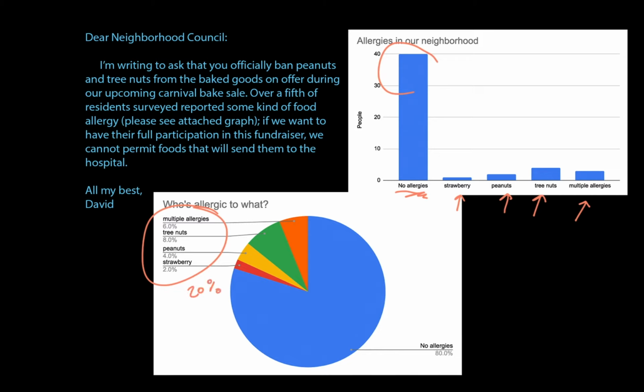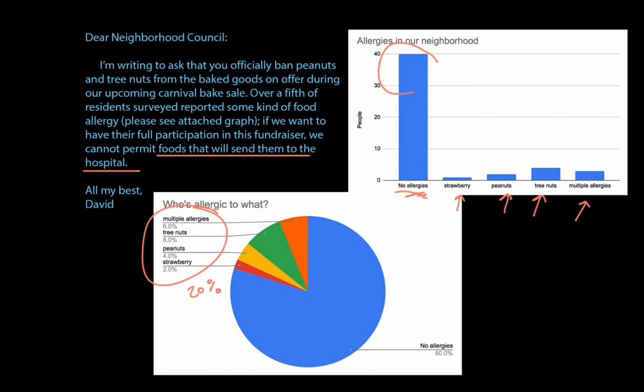Something that's in the letter but not the graphs is the idea that these are very serious allergies. If the wrong person ate a peanut, they could have a medical emergency. If the council were to look at just the graph alone, they might say, it's not that many people. Peanuts are great, let's include them. But combined with the text, the stakes become more clear, and they may better understand the consequences of having nuts at the bake sale.